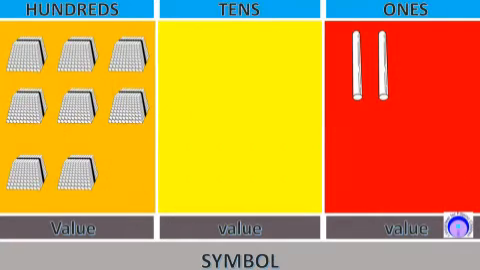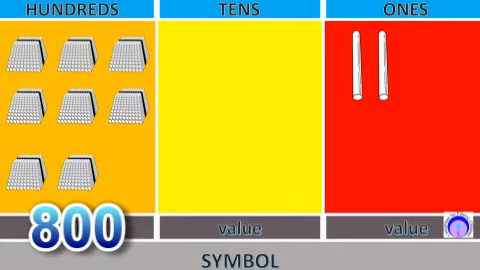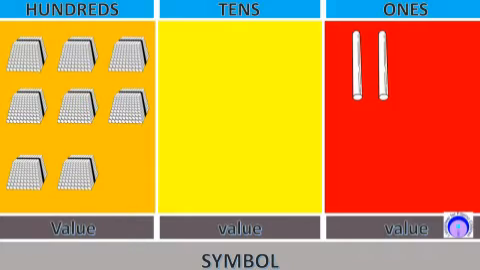digit 9. How about this example? Can you guess the symbol? But first, we have to identify the value for each place. Like for example, in hundreds place, there are 8 pieces. Therefore, 8 times 100 is 800. The value is 800. Now, let's go to the tens place.